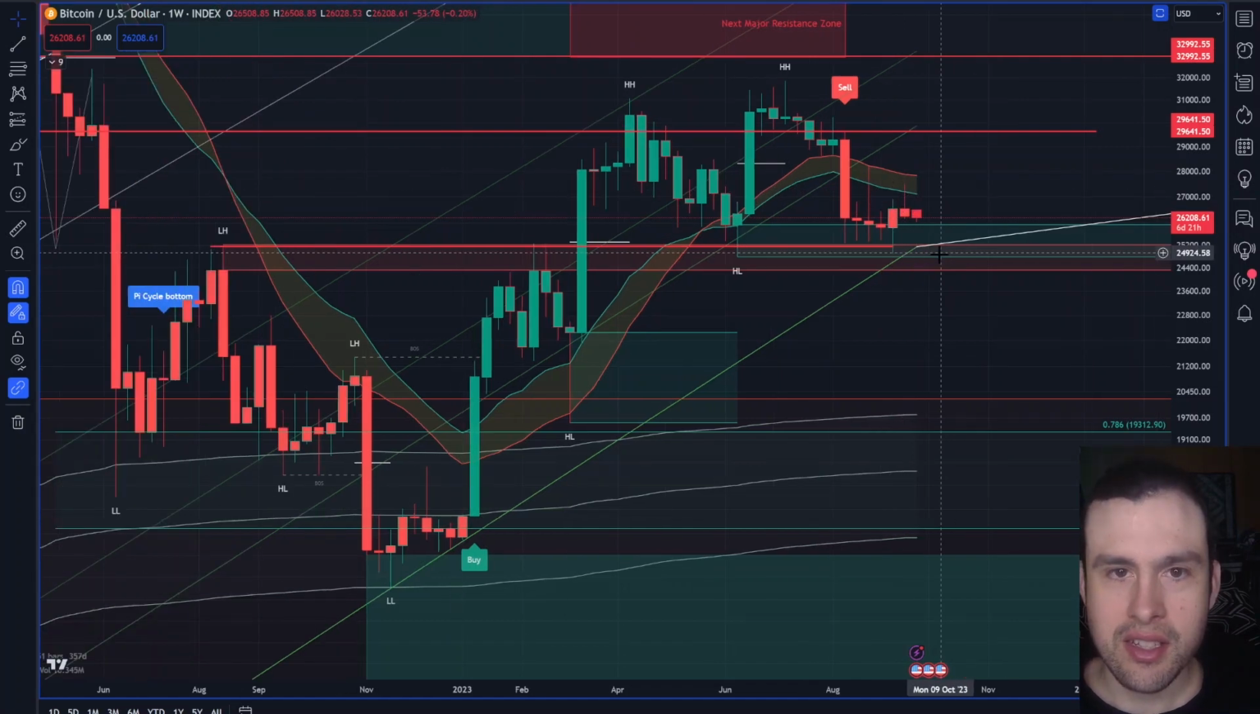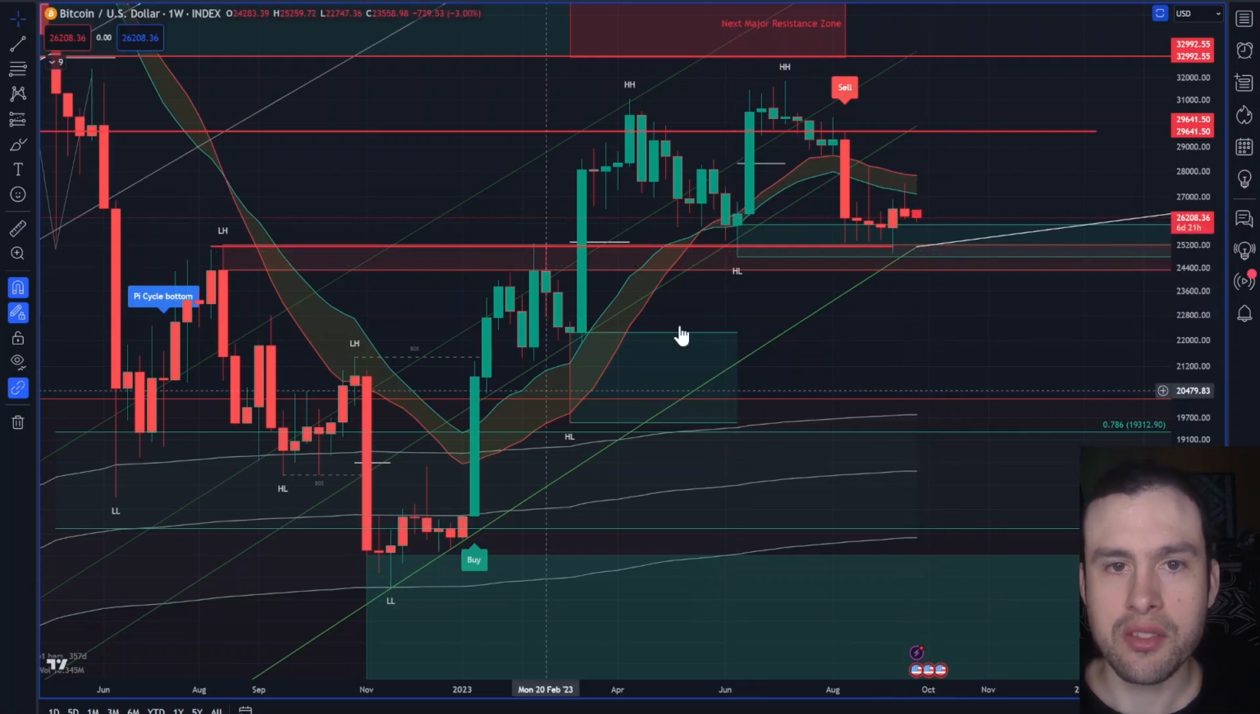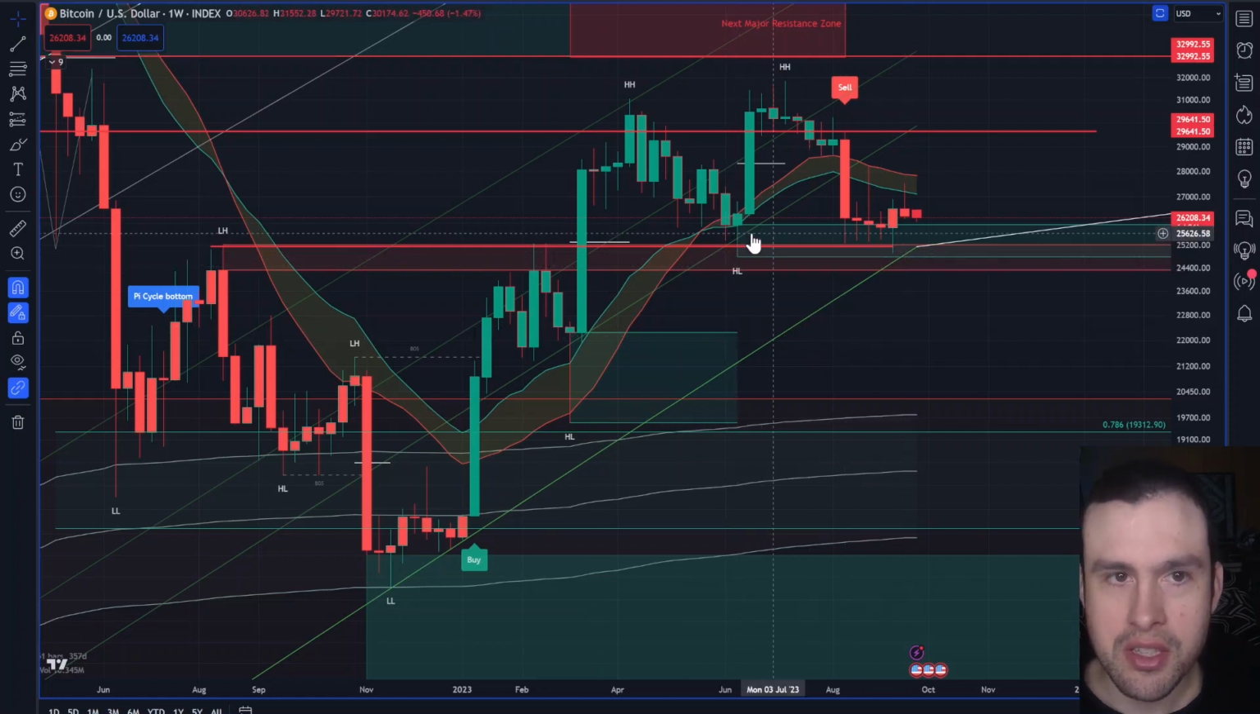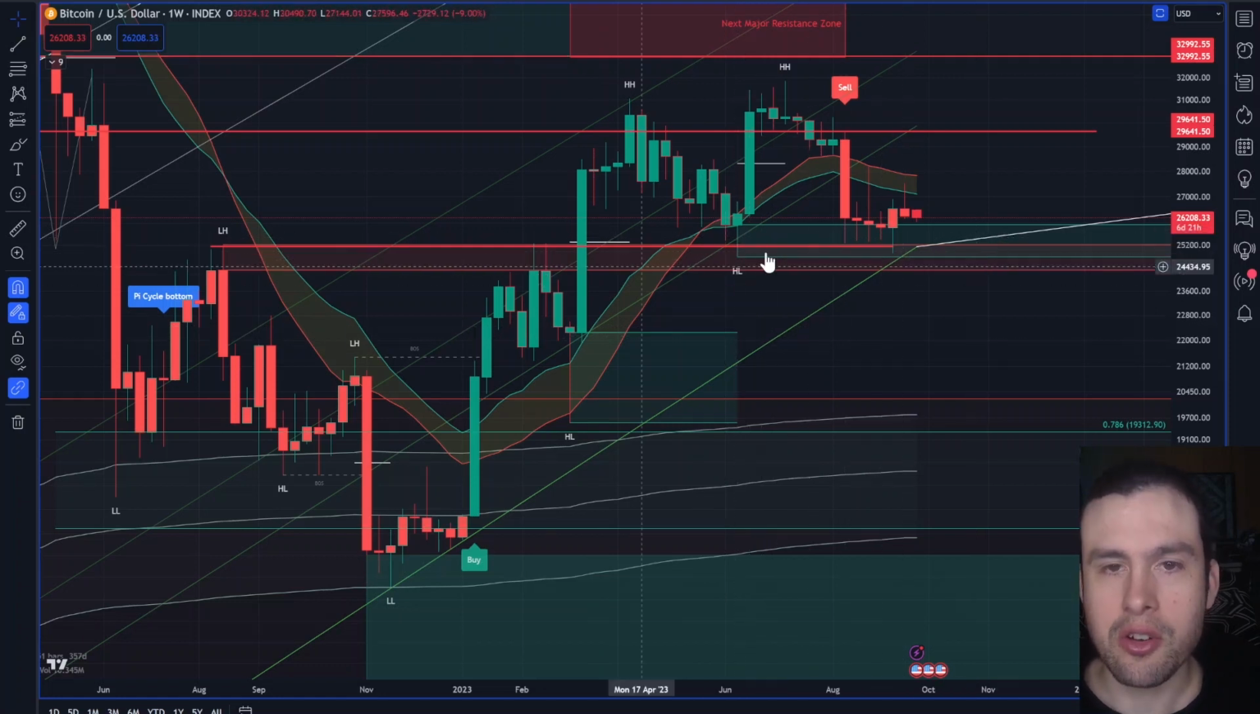But again, downside targets, they're not too deep, I suppose. If we did take out this low here, then we could probably come down to around this region. So that's yield at 22k. Also, there's a big support band here as well, so big horizontal support here. So that's the inefficiency of this wick here.